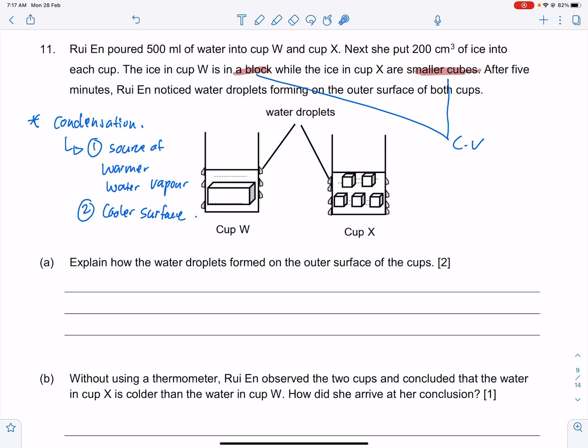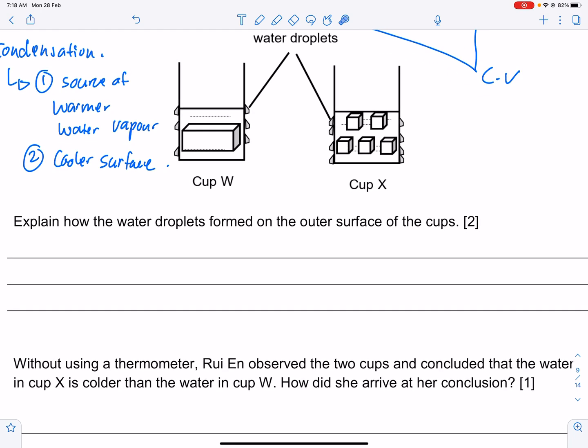Once you've identified these two, you will then be able to explain how the water droplets come about. We already know where our cooler surface is, thanks to our water droplets. The next thing would be to identify the source of the warmer water vapor. That would be your surrounding air, because air is a mixture. So the water vapor would touch the cooler surface of your cup, resulting in it losing heat and condensing.